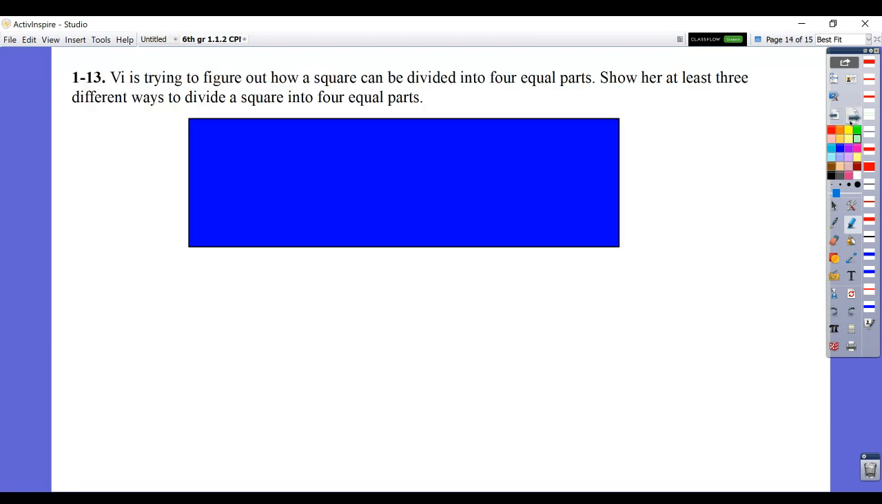Okay. For 113, Vi is trying to figure out how a square can be divided into 4 equal parts. So show her at least 3 different ways that you could divide a square into 4 equal parts. All right, so draw a square, show how you could divide it up into 4 equal parts. Do that 2 other times with 2 different arrangements, or 3 different arrangements total.